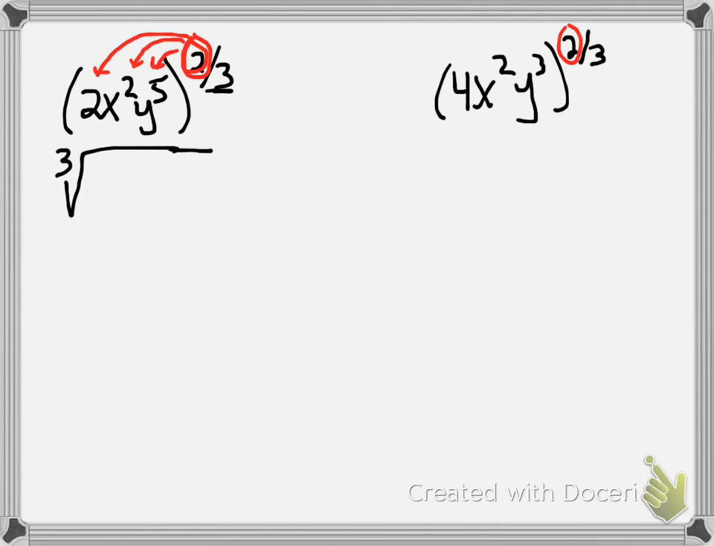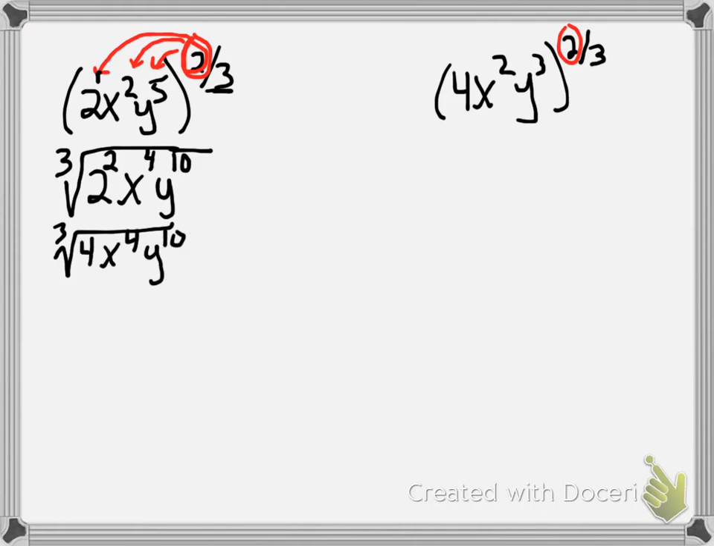Now this 2 has an exponent of 1, even though it's not really written there. If a number or a variable doesn't have an exponent, it's assumed to be a 1. So that 2 is now going to be a 2 to the second. The x is now going to be an x to the fourth, and my y is going to be to the 10th. Basically, that top number of the fraction, that 2, I multiplied to each of the exponents inside the parentheses. So now, if I simplify this just a tad bit, 2 squared is 4. It's the only thing that I can simplify.